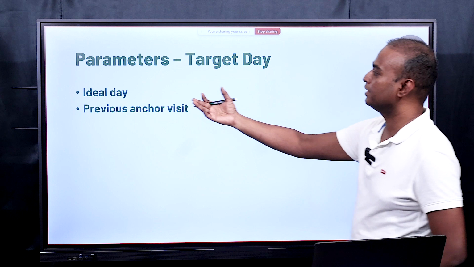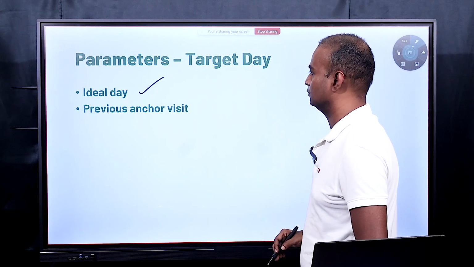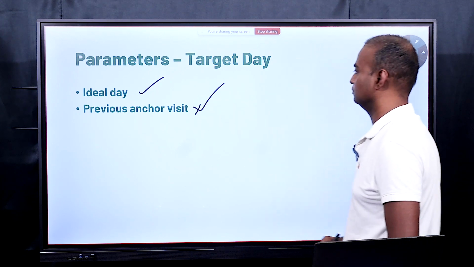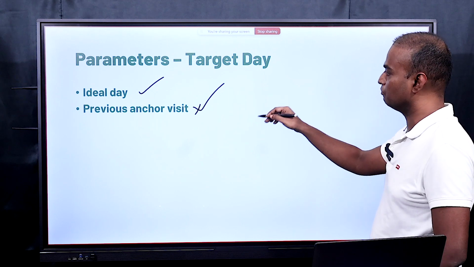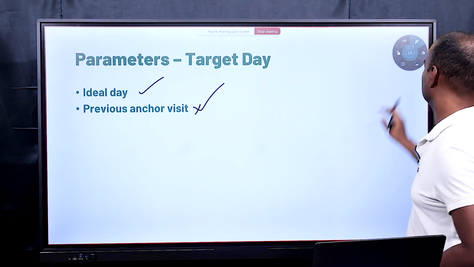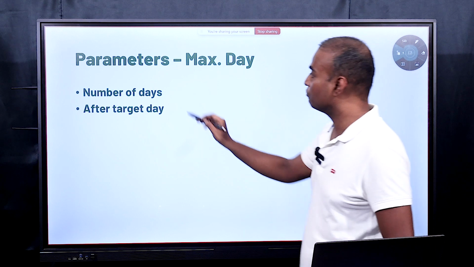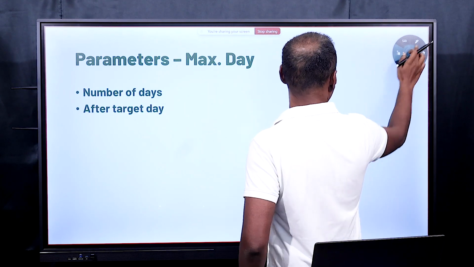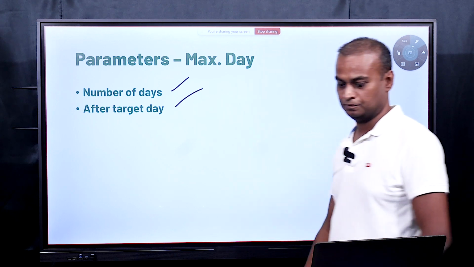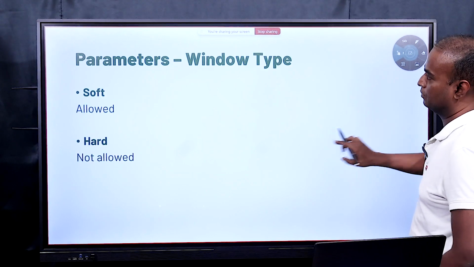So target day is the ideal day the patient has to come. From where? From the previous anchor visit. This you have to remember. From which day? Previous anchor visit. Okay. Next, max day: the number of days after the target day. Okay, yeah. Now we will go back.